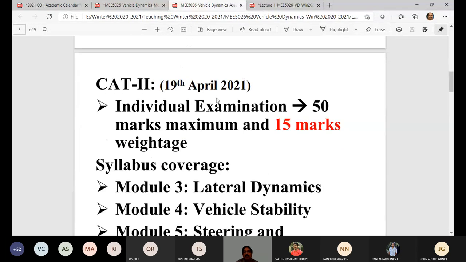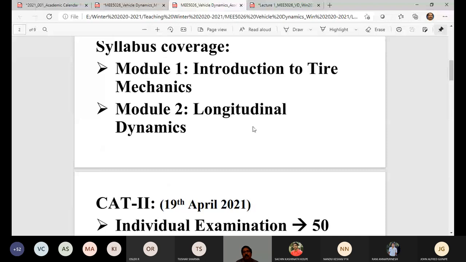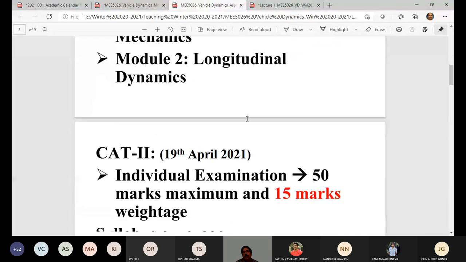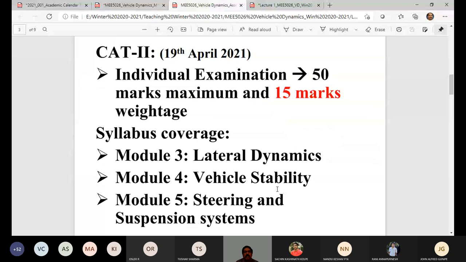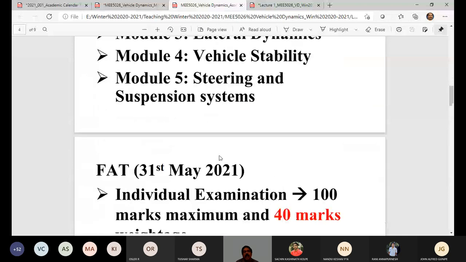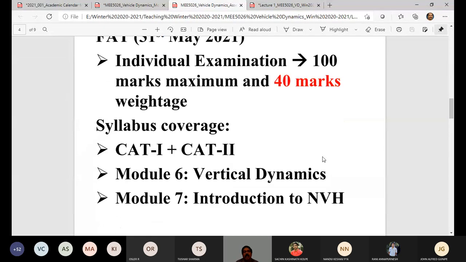CAT 2 exam is 19th April 2021. Again, an individual exam. The exams may be open notes tests if it is online. You are coming here for CAT 1, maybe it's a closed book CAT 1. CAT 2 will be an open notes test. The syllabus coverage for CAT 2 is the next 3 modules. And FAT is on 31st May, individual, 100 marks, and 40 marks weightage will be taken from there. The syllabus for that is the entire 7 modules.